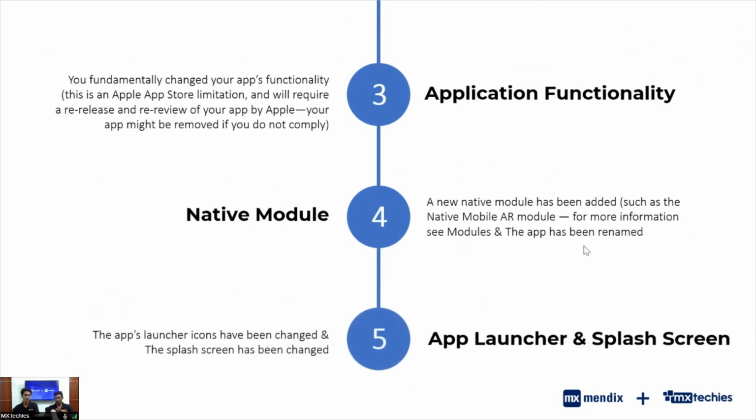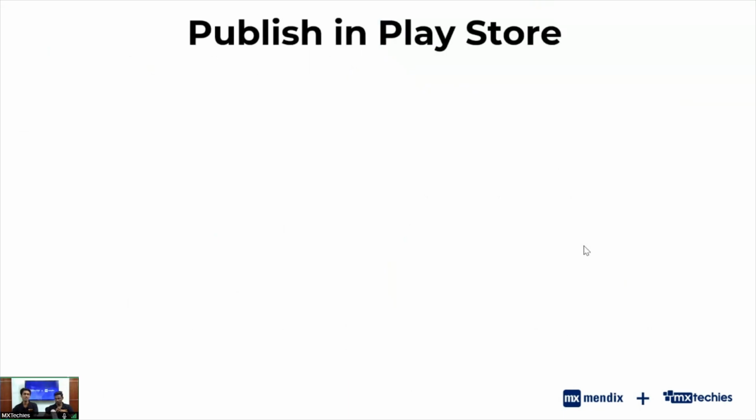Then the fifth point, app launches and splash screens. For particular apps, we will be giving specific product icons and splash screens when opening the application. On that instance, we will be giving a full release.